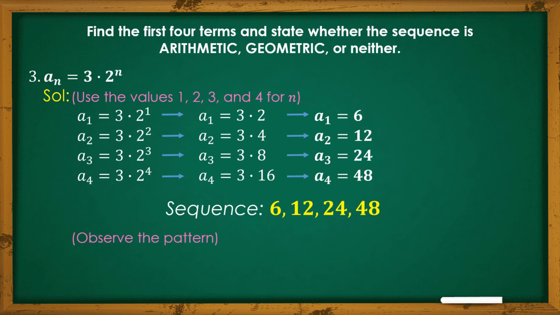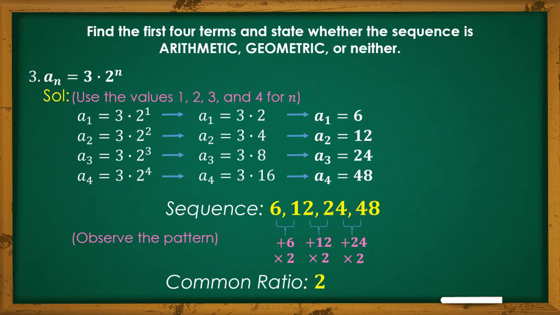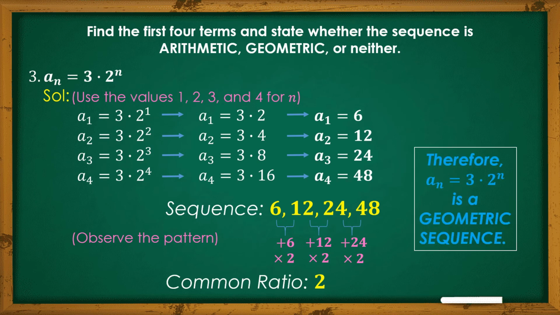Let's observe the pattern. Kung may common difference siya o kung may common ratio. By addition, makuha natin yung 12 from 6 by adding 6. We get 24 by adding 12 to 12. And we got 48 by adding 24 to 24. So, hindi pare-parehas yung mga inadd natin. How about multiplication? Yes, 6 times 2 is 12. 12 times 2 is 24, and 24 times 2 is 48. There we have a common ratio. Therefore, a sub n equals 3 times 2 raised to n is a geometric sequence.